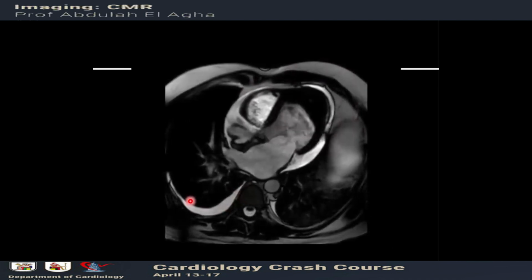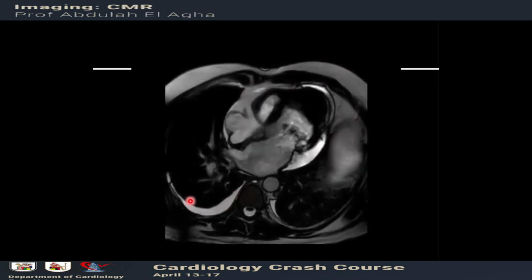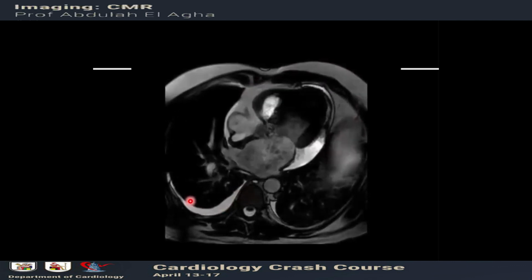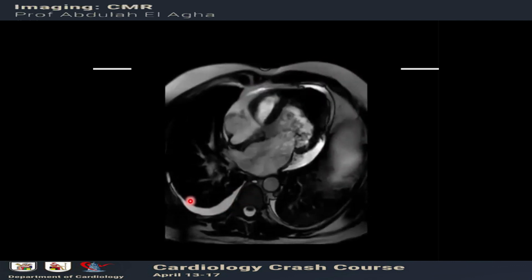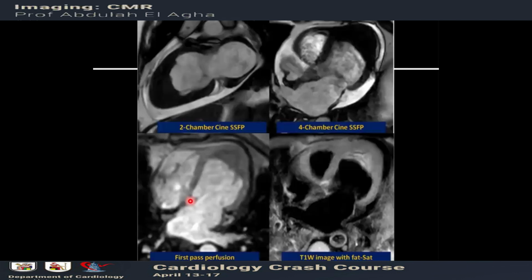So here comes again the magic word: tissue characterization. Remember, in the exam, when you are stuck, tissue characterization. This is the tissue characterization. These two images are the cine, and this is the first pass perfusion, and this is the T1 with fat saturation. When we do the T1, we found that what is in the apical cavity is completely different from the muscle. What we thought is a muscle is not a muscle, okay?